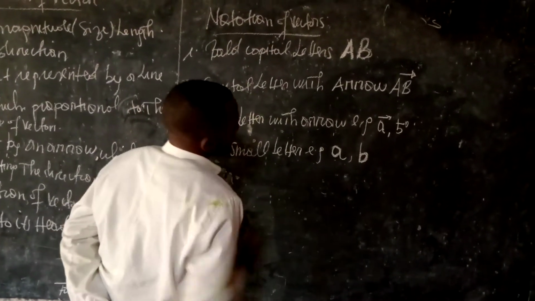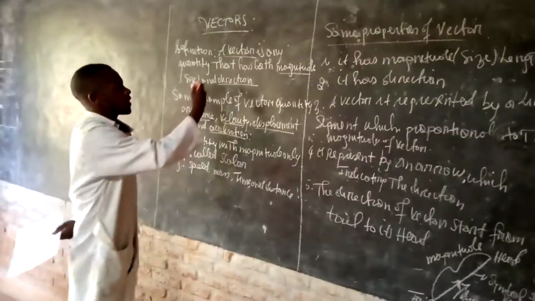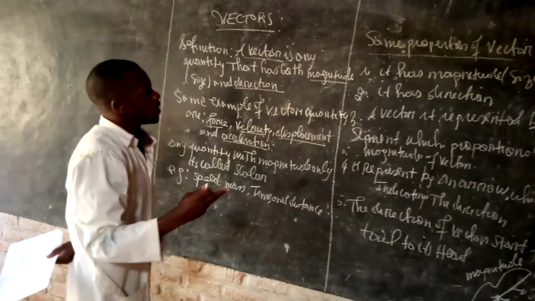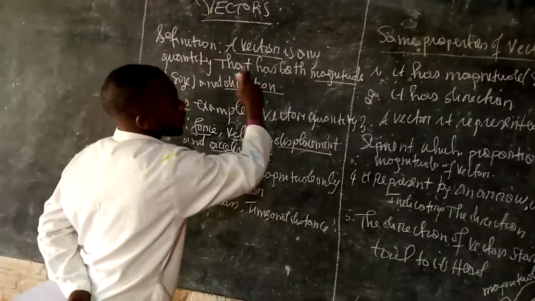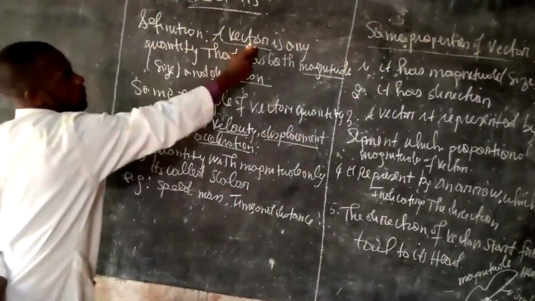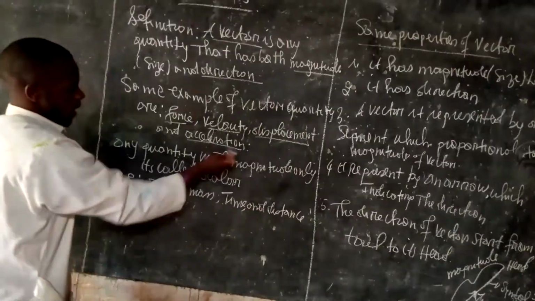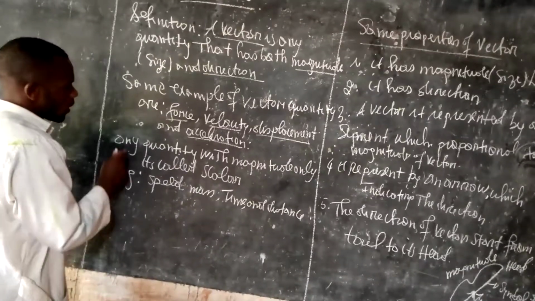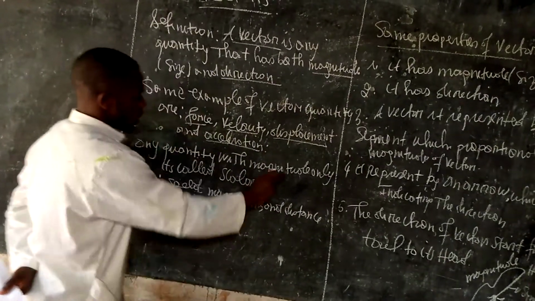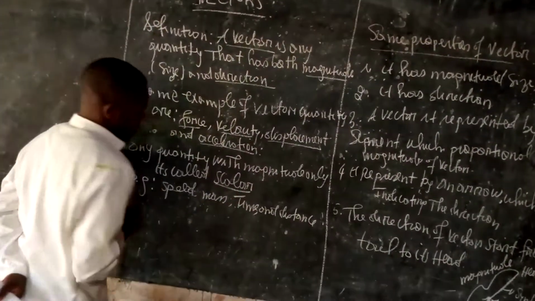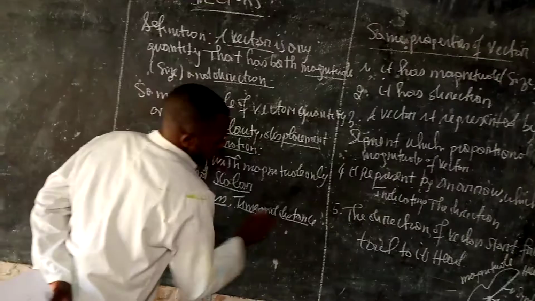So now, let us make a summary of the lesson of the day. Essential things you have to know here. First of all, we have to know what is a vector. A vector, in summary, is any quantity with both magnitude and direction. Examples of vector: we have force, velocity, displacement, and acceleration. Any quantity with the magnitude only, meaning the size only, is called scalar. Examples of scalar: we have speed, mass, and time.